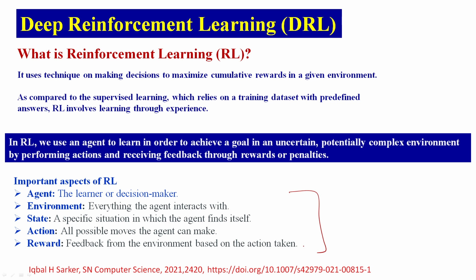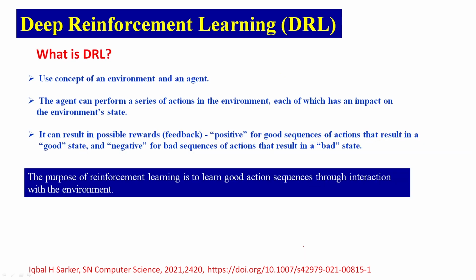The agent will interact with the environment in a specific situation where the agent will find itself in a specific state, and then you will do some actions or take some actions which will provide you some reward or penalties. That is what is called reinforcement learning. So, we are reinforcing the learning of the agent. That is why it is called reinforced learning.